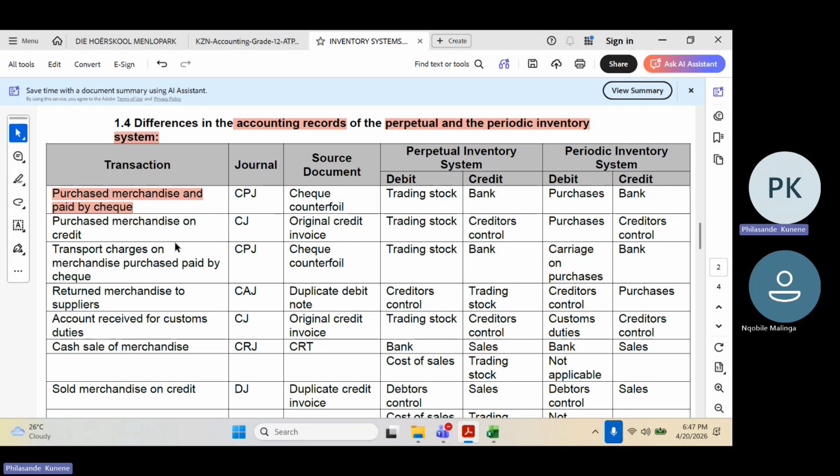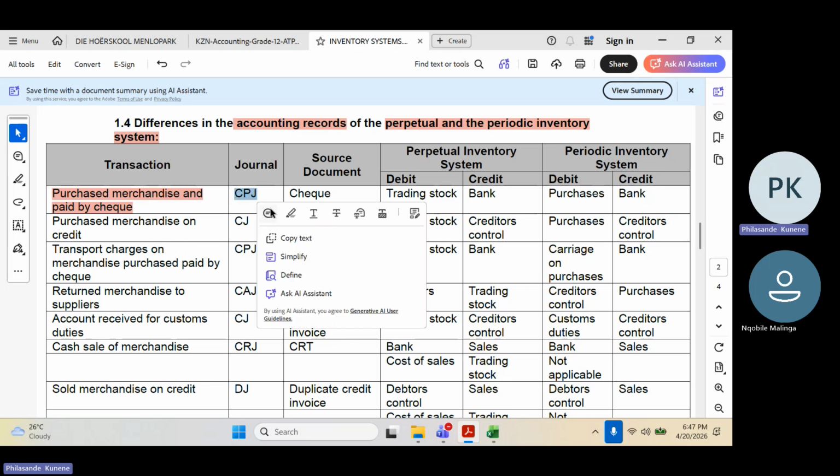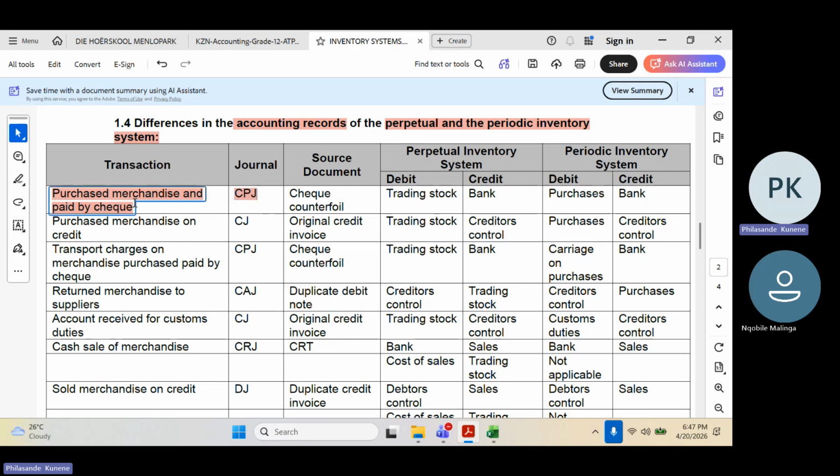Merchandise, say trading stock, just that they like using different terms, which I don't have a problem with. If you buy trading stock or merchandise and you pay by check, these days we're no longer paying by check, but through EFT. Now, the journal is going to be a cash payment journal, because you paid by check or there was a movement of cash here. So you paid the stock cash. So it will go to a CPJ because you're buying.